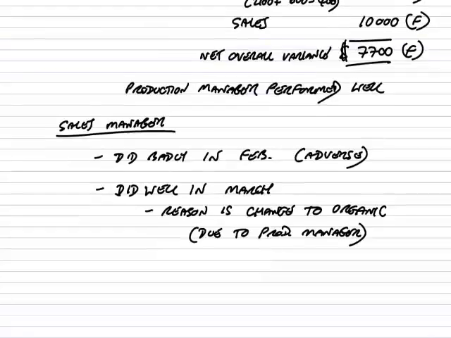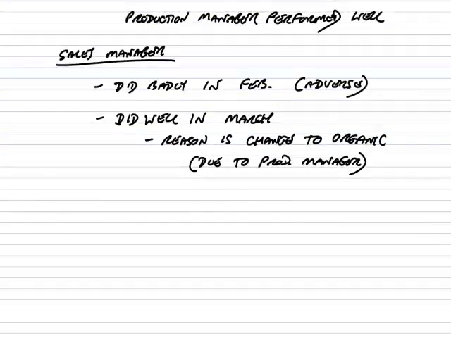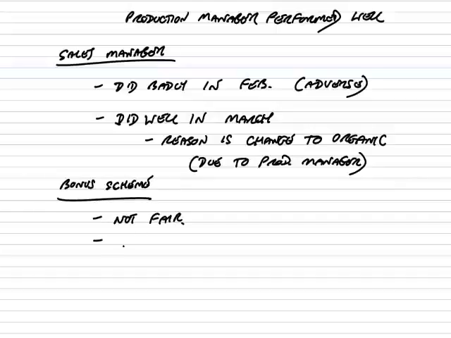However, remember, he wanted three things. We've mentioned production manager, we've mentioned sales manager. The final thing, though, is the bonus scheme fair? Well, I think by now the answer should be obvious. They get a bonus if they get favourable variances. Well, the answer is no. It's not fair. Because here, it's the production manager who's done well. But it's the sales manager who's got the bonus.